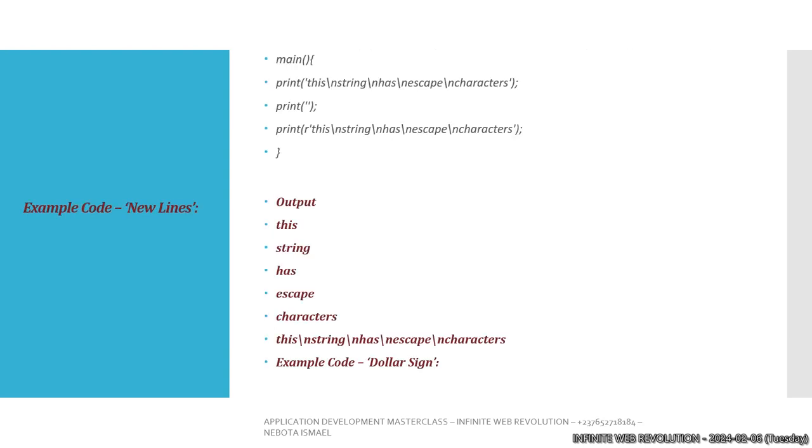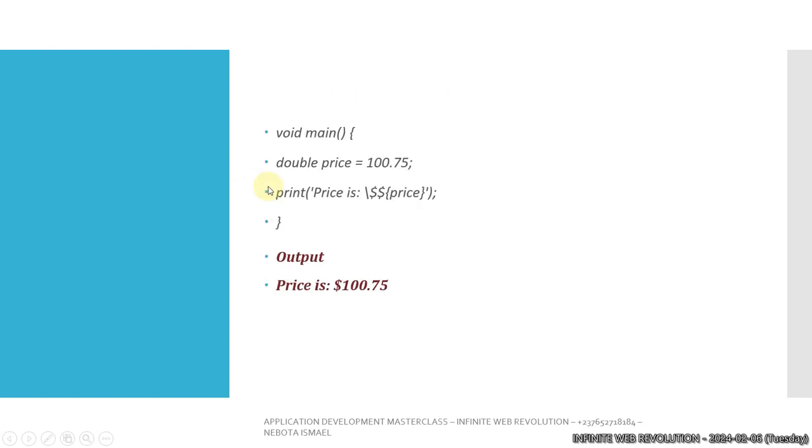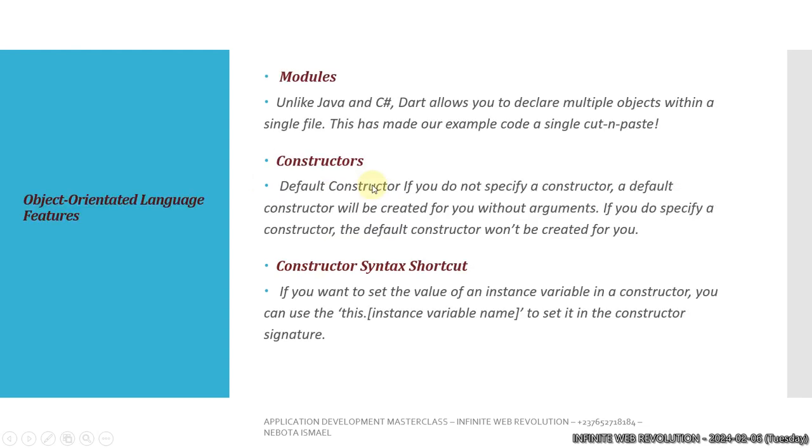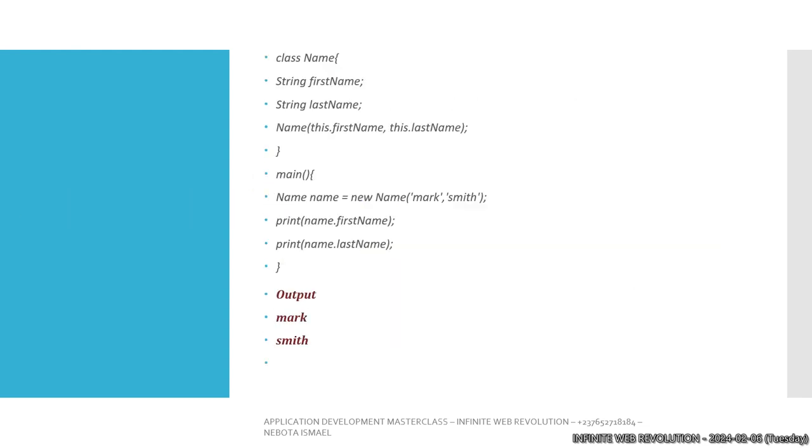Okay, now this is just an example. Void main, print. We have this aspect of what we call new lines. If you want to print a new line, simply put \n after it. It's going to print a new line. Now void main, double price, $. Okay, now let's look at object-oriented programming.